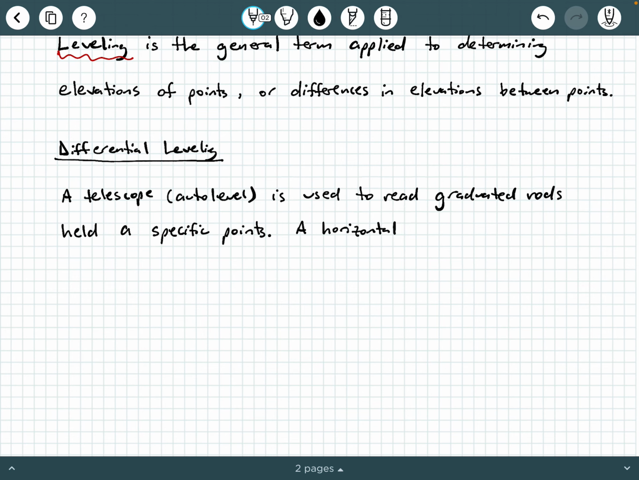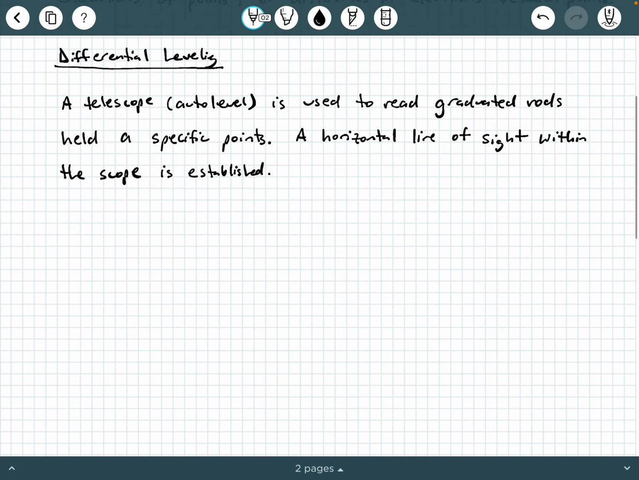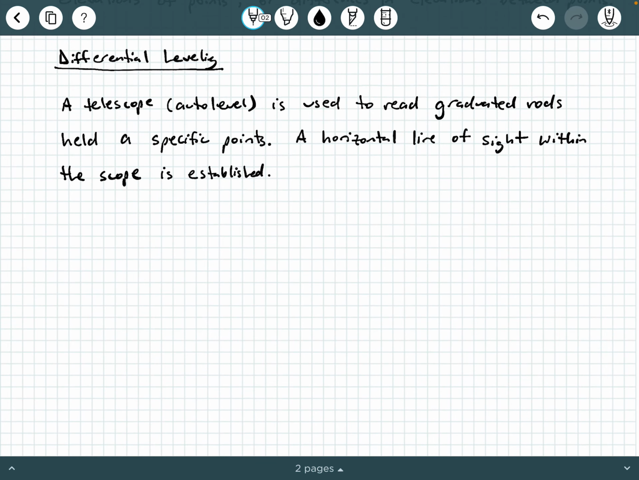Basically, what happens next is a horizontal line of sight within the scope is established. Again, the telescoping instrument we use is often called an auto level. There's another instrument called a total station that can also be used, but often we use a non-electronic auto level.